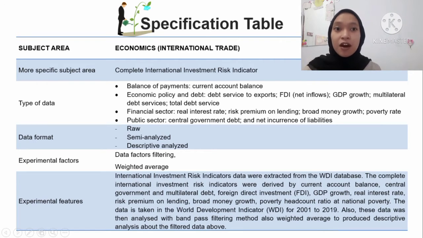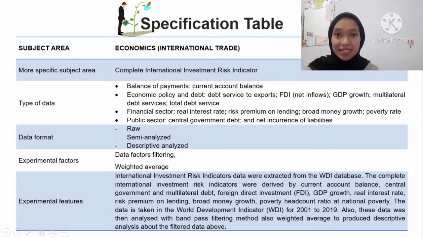In this research, our group will specify and use data such as balance of payment, including current account balance; economic policy and debt, including debt service to export, foreign direct investment in net flows, GDP growth, multilateral debt services, and total debt services; and financial sectors in a real interest rate, risk premium on lending, broad money growth, and poverty rate. And the last one is public sector, including central government debt and net incurrence of liabilities.